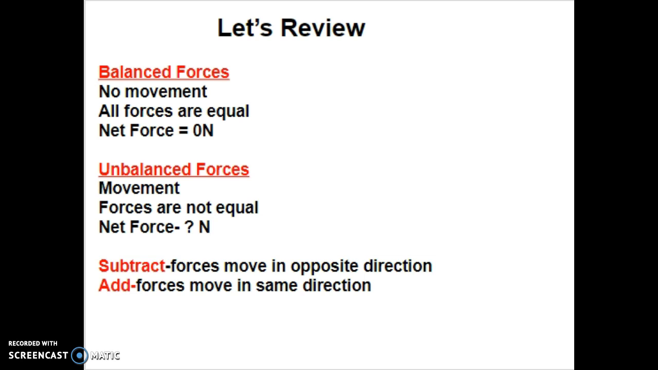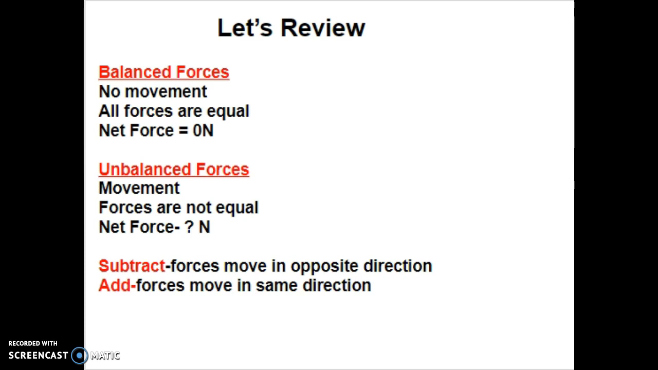So here's the review of everything that you should have learned. If you do not have all of this written down, you need to make sure everything on this slide is written down. Balanced forces are going to have no movement because all forces are equal on all sides. The net force on a balanced force is going to be 0 newtons. Unbalanced force means that object is going to have some sort of movement because the forces are not equal. You're going to have a net force of some number value.